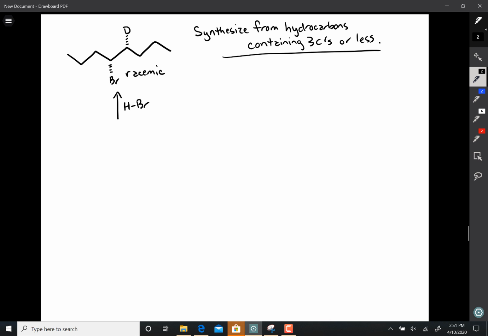Now, if we add HBr, and just draw in that, saying the H and the Br came from HBr, this is not exactly a very good synthesis because, first of all, there is no stereo control over adding the H and the Br.